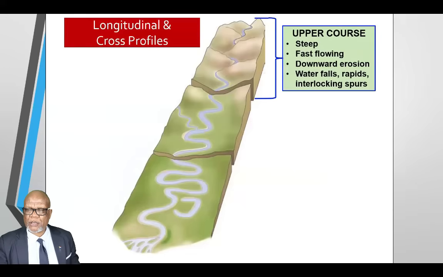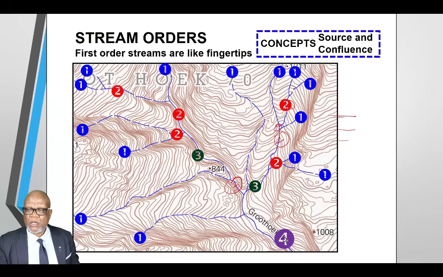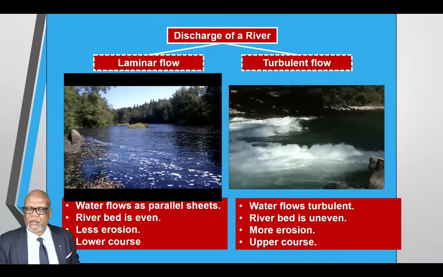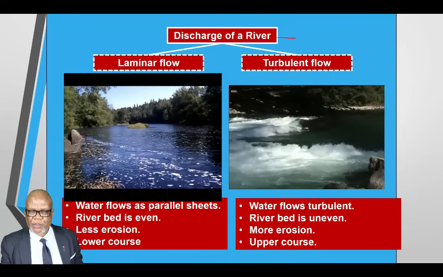Now let's look at river discharge. You must be able to define what a river discharge is. It is the volume of water as it passes a specific point at a specific time.